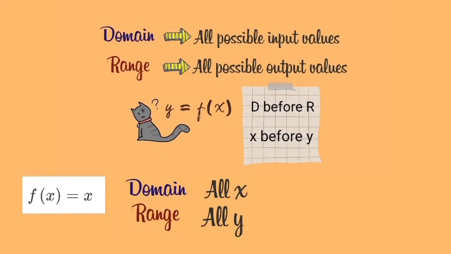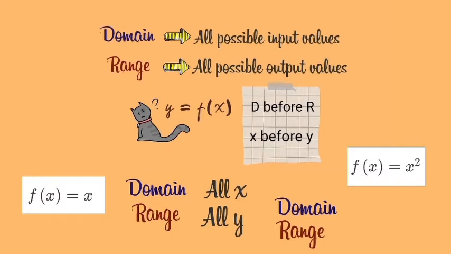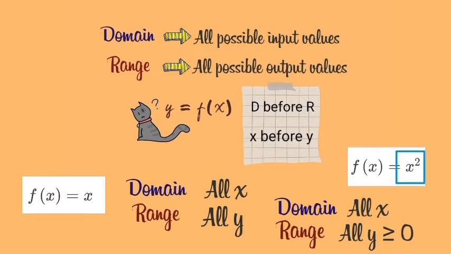Here's the second function. f of x equals x squared. What will be the domain and the range of this function? Try it out. The input x can take any value, so the domain will be all x. The range is interesting. Will it be all y? It will be all y greater than or equal to 0. Why? Because the square of any number cannot be negative. It will always be non-negative.